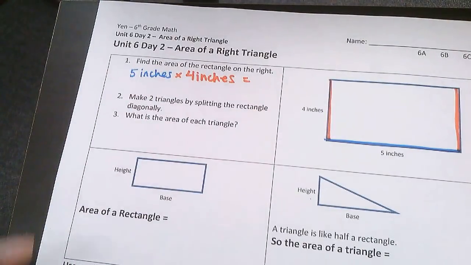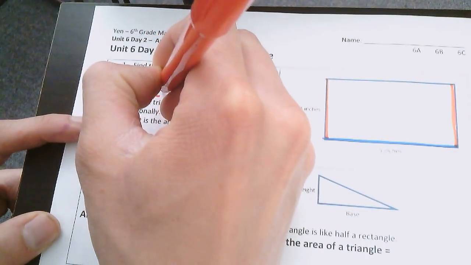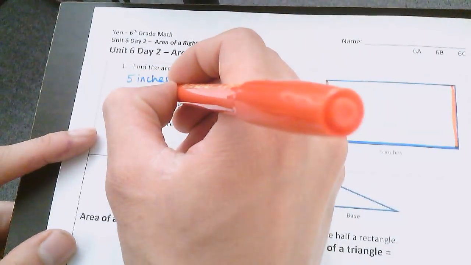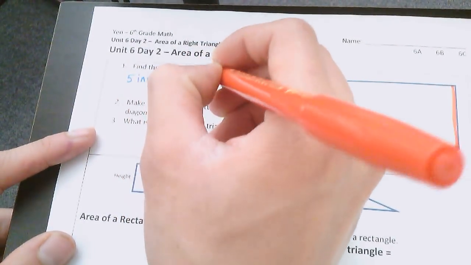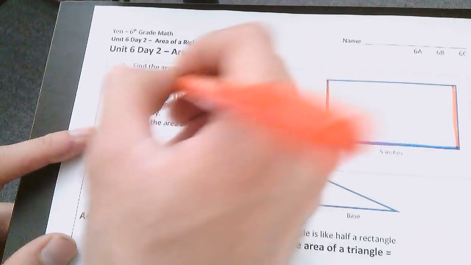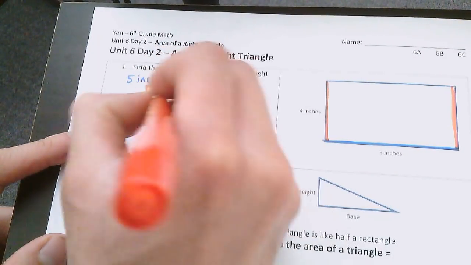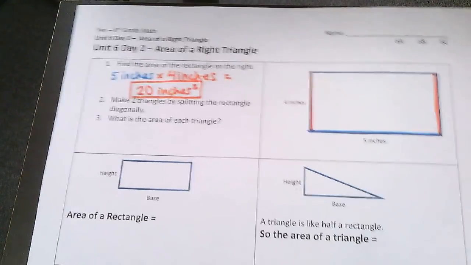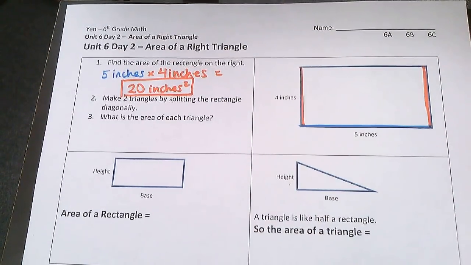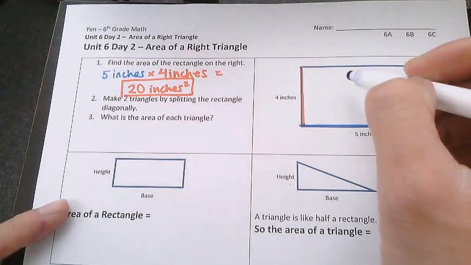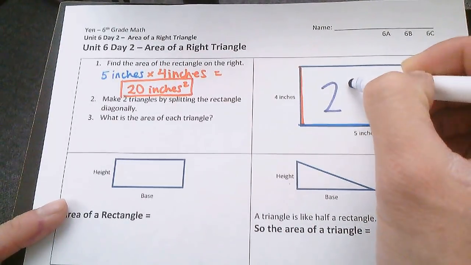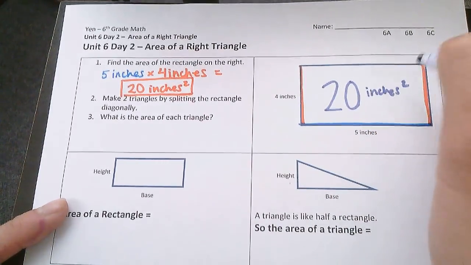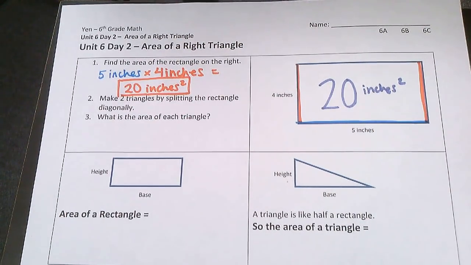5 times 4 is 20, and inches times inches gives us square inches. So 20 square inches is our area of this rectangle on the right. All of this is like 20 square inches.